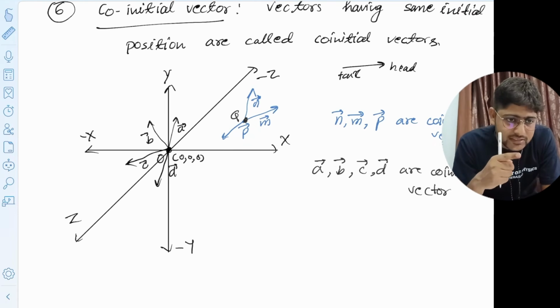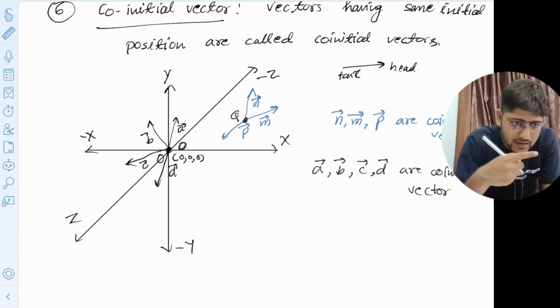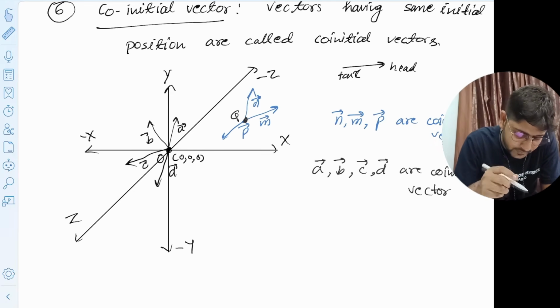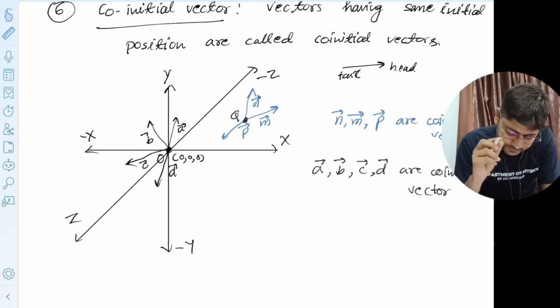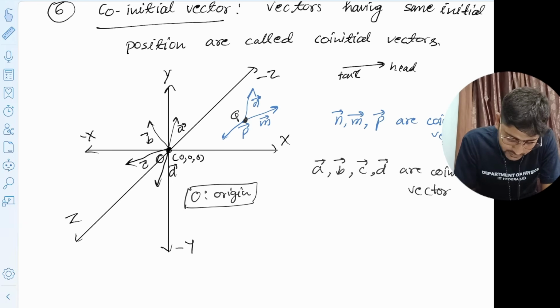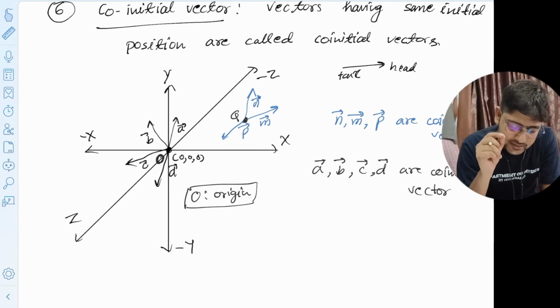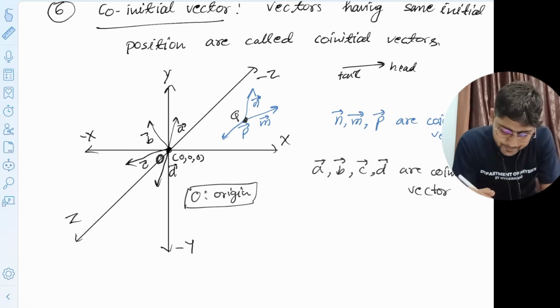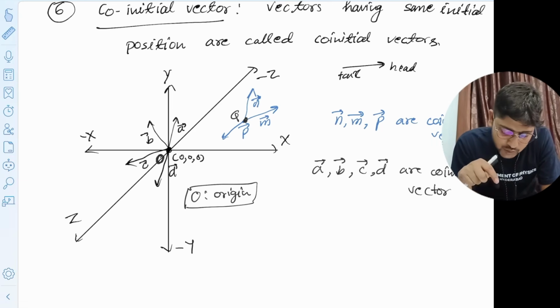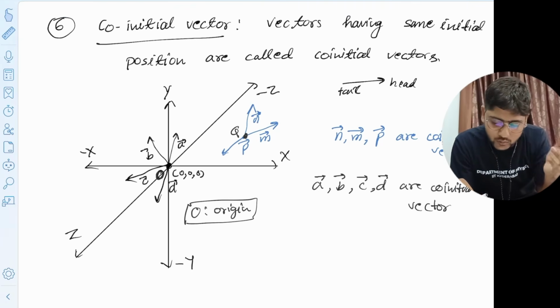And A, B, C, D all started from the point, suppose O. O is the origin. Already I have written there. O is the origin, and in the graph, O is there. So A, B, C, D have the starting position O, the origin. But N, M, P have the starting position Q. That's why vectors having the same initial position are called co-initial vectors.